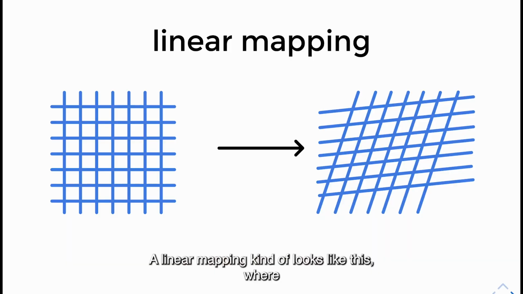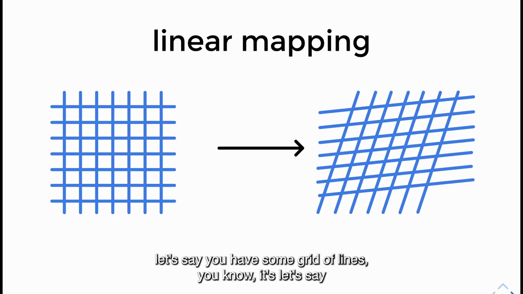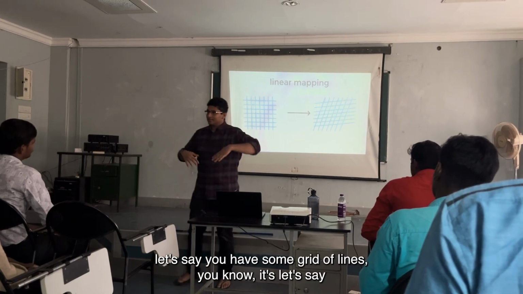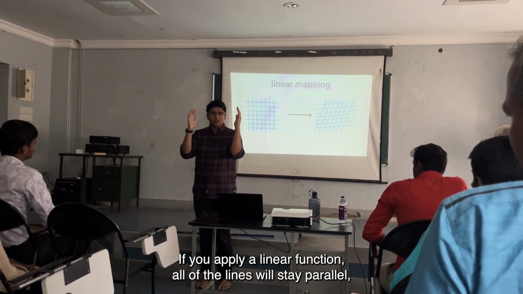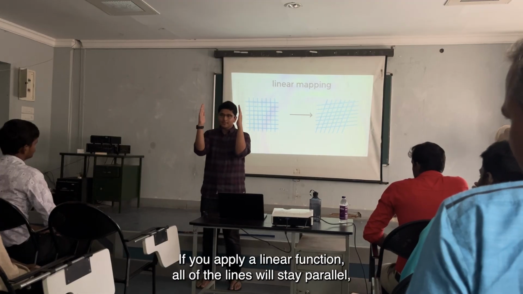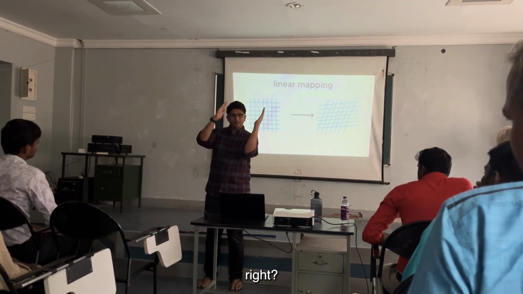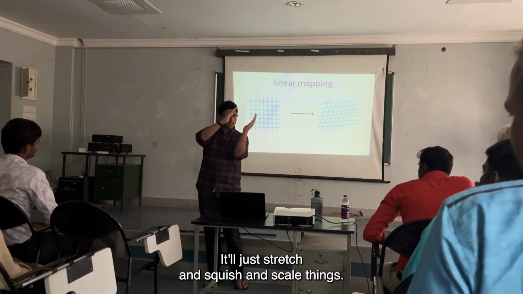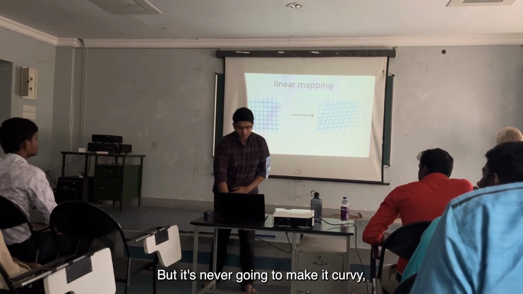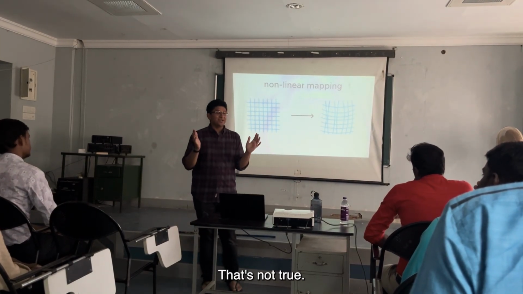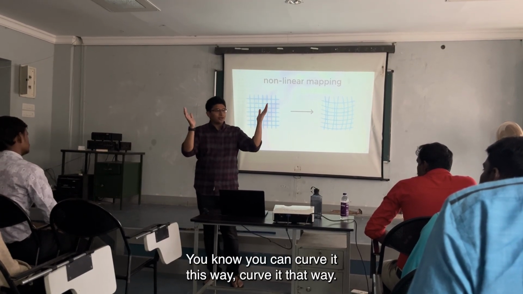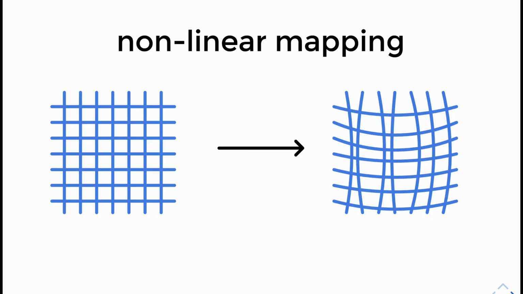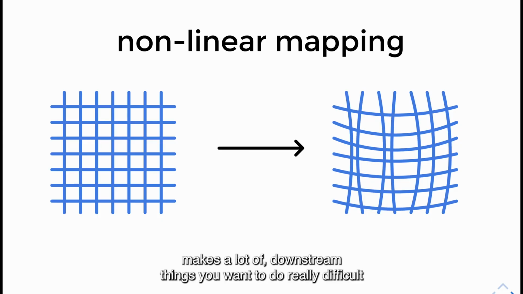A linear mapping looks like this, where let's say you have some grid of lines. Like in Cartesian x, y, you have a grid of lines. If you apply a linear function, all of the lines will stay parallel, right? It'll just stretch and squish and scale things, but it's never going to make it curvy. Unfortunately, with a nonlinear function, that's not true. So at each point, it does something different. You can curve it this way, curve it that way, do various types of things. And effectively, this makes a lot of downstream things we want to do really difficult.